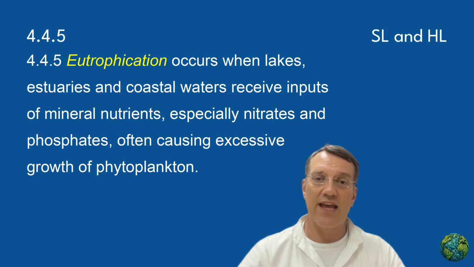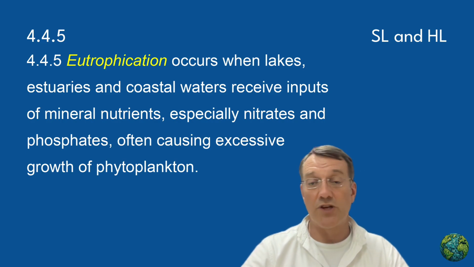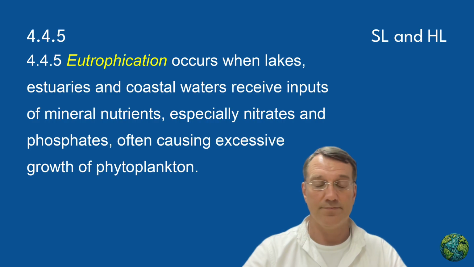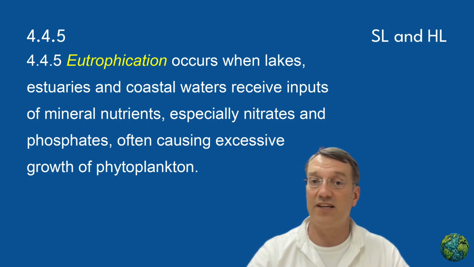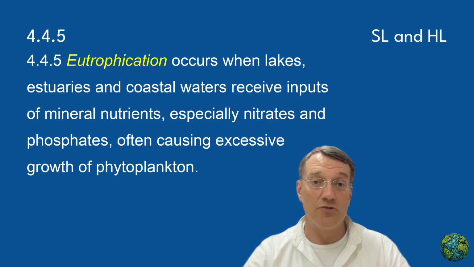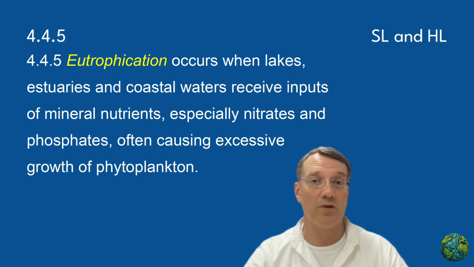Now we come to eutrophication, one of the most important concepts in water pollution. This is something that shows up somewhere almost every single year on the ESS examinations. Eutrophication occurs when lakes, estuaries, and coastal waters receive inputs of mineral nutrients, especially nitrates and phosphates. These excess nutrients often cause excessive growth in phytoplankton. These are microscopic, photosynthetic organisms that float in water.